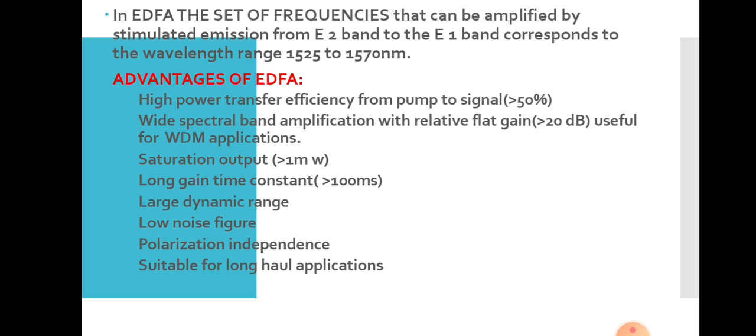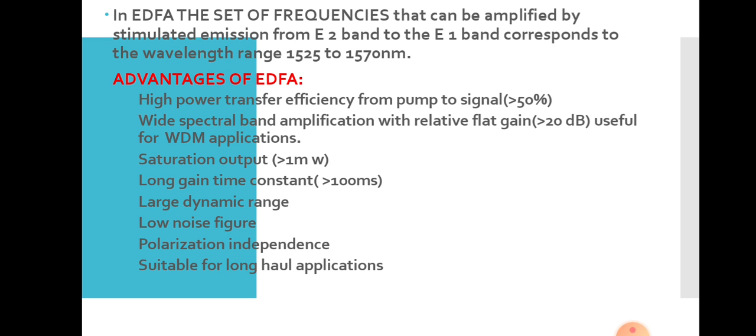So next, in the EDFA, the set of frequencies that can be amplified by stimulated emission from the E2 band to the E1 band corresponds to the wavelength range of 1525 nanometer to 1570 nanometer. That means it provides a bandwidth of 50 nanometer. Next, we will see the advantages of this EDFA.